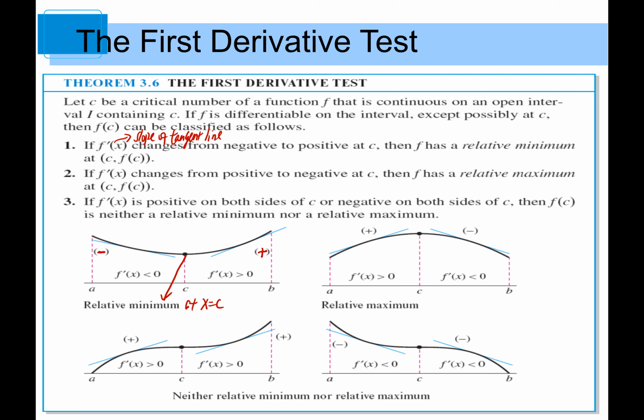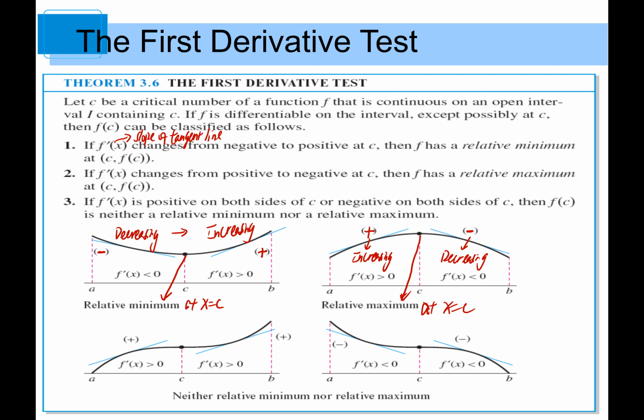So if you put it as increasing, decreasing intervals, then we have decreasing to increasing. Then we have a relative minimum. Second scenario, if the slope of the tangent line changes from positive, meaning increasing, to negative, which is decreasing, then a relative maximum occurs at x equals c.